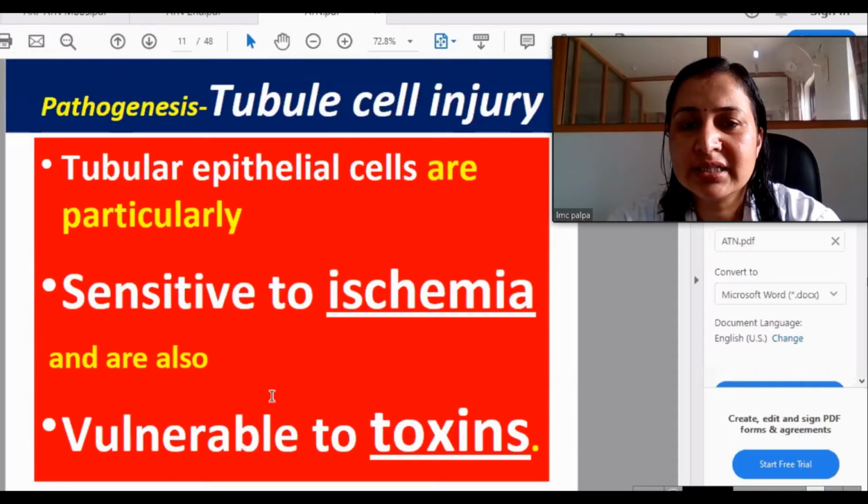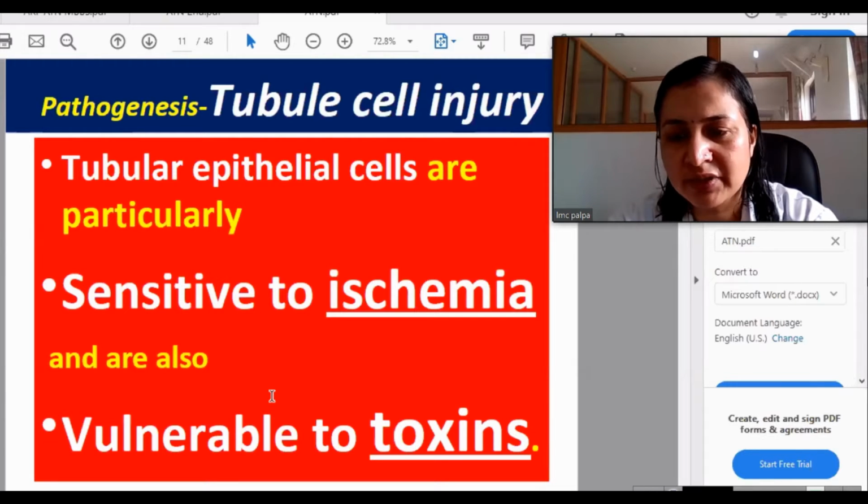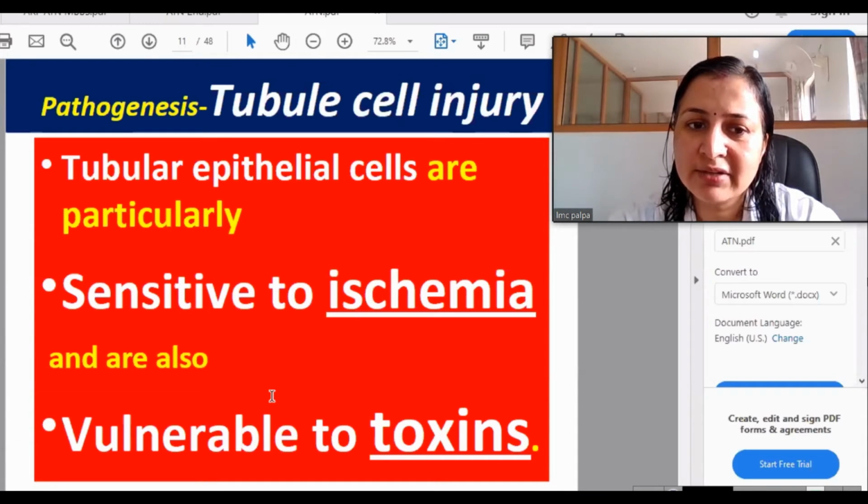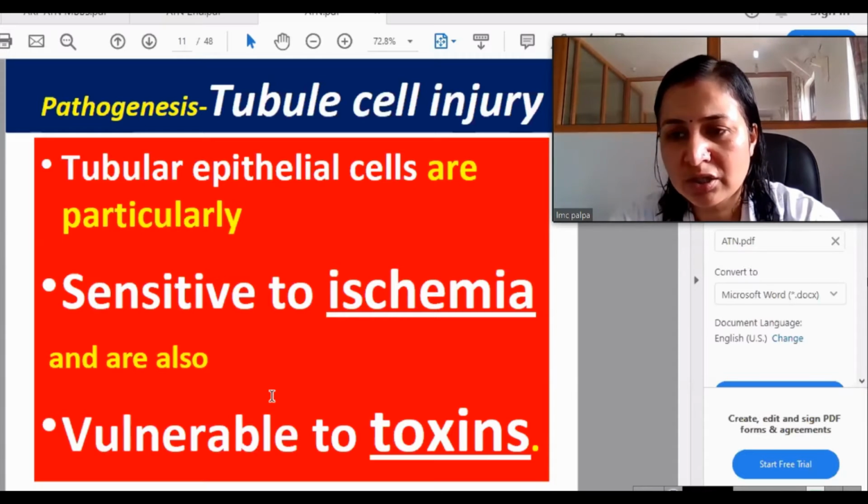And why does this tubular injury occur so easily? Because the tubules are very sensitive to ischemia. The tubules are very delicate structures. If there is renal blood supply compromise, they are very sensitive to ischemia, and they are also very vulnerable to toxins.